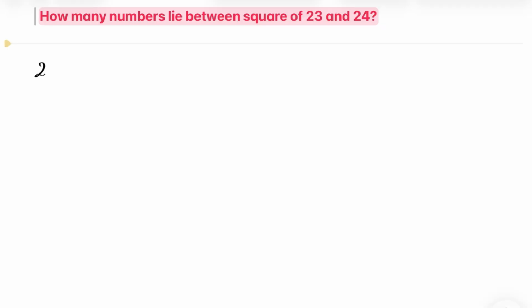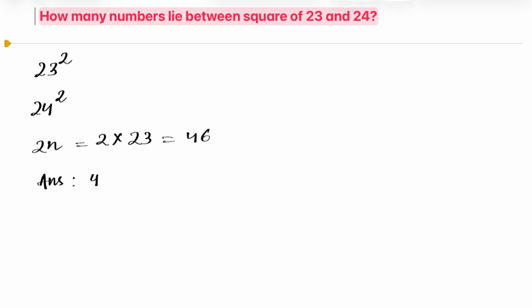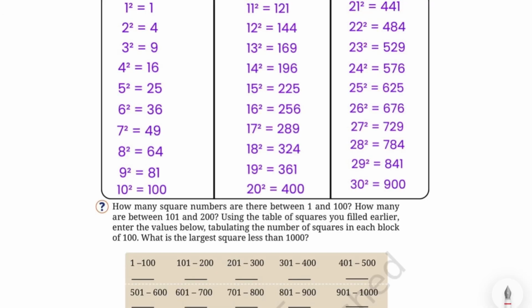Here is a question for you. How many numbers lie between 23 square and 24 square? Here the smallest is 23. That's why the answer is 2 into 23, which is 46. We are using here the formula 2n. Next question is, how many squares lie between 1 and 100?